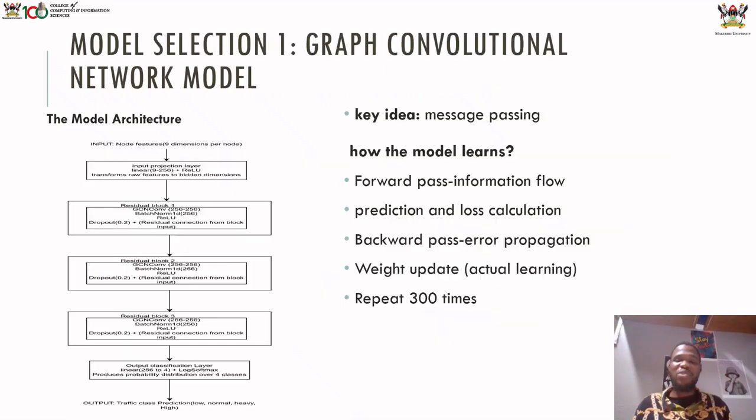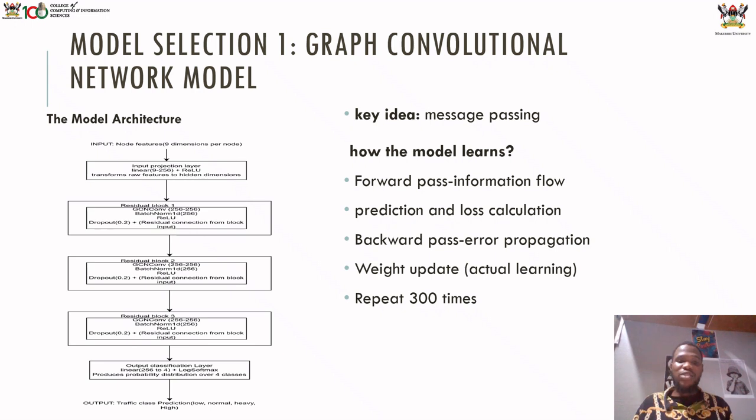Greetings, my name is Moses Moshabe, and I'm here to take you through the model selection and what kind of models we selected, how they learn, and what their architecture looks like. Let's dive straight into it.